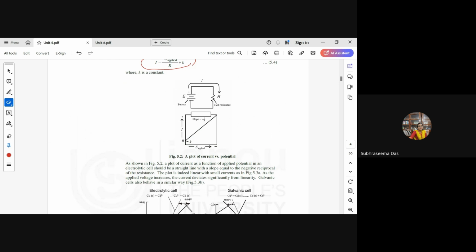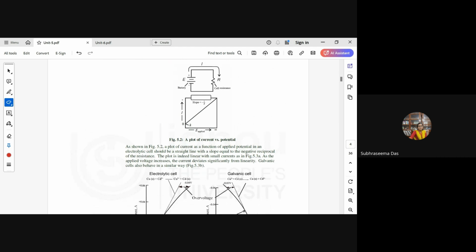Now if we look into figure 5.2, it is a plot of current versus potential. This is what we call the IE curve. Here the current is plotted as a function of applied potential, and it should be a straight line, where the slope should be equal to the negative reciprocal of the resistance, that is, minus 1 by R. As we can see from figure 5.2, as we increase the applied voltage, the current deviates significantly from linearity.